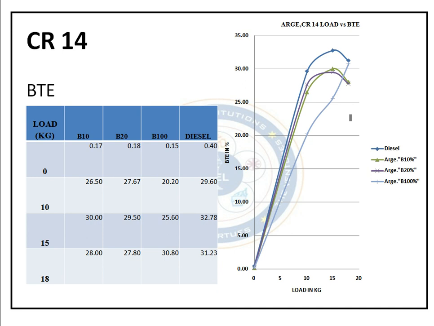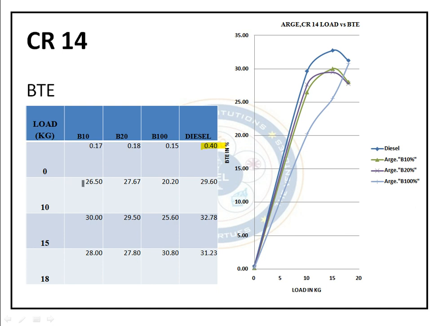Brake thermal efficiency. For 0 kg of load, B10 gives 0.17%, B20 gives 0.18, B100 gives 0.15, while diesel gives 0.4. For brake thermal efficiency, diesel is the highest. In fact, not only the highest but almost 2 or 3 times higher in comparison to B20 and B100.